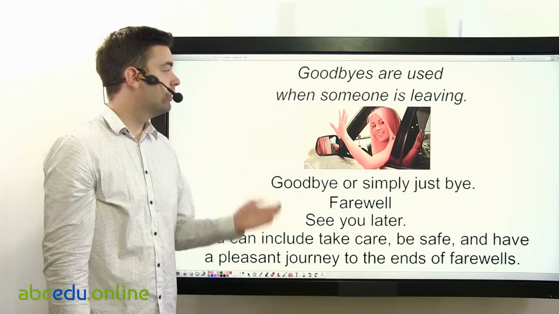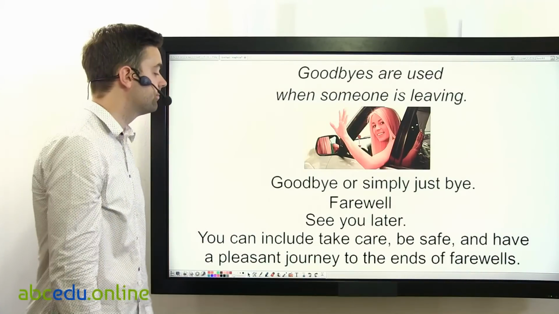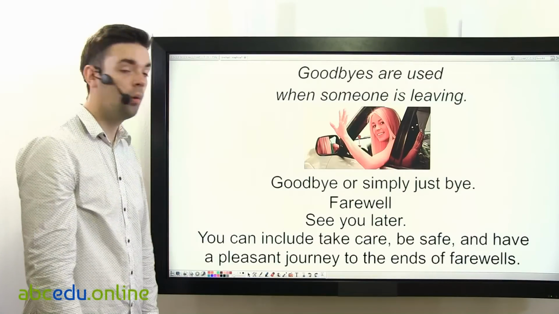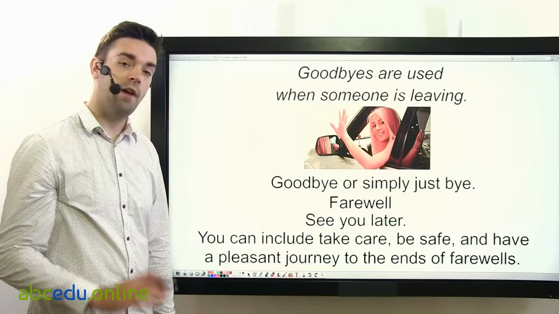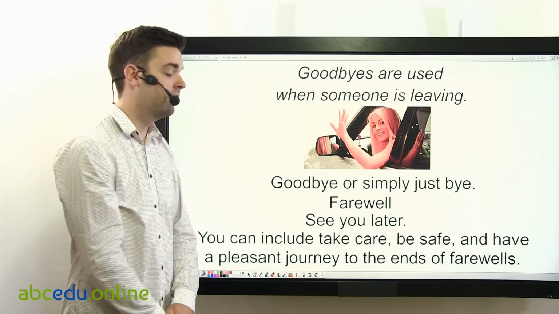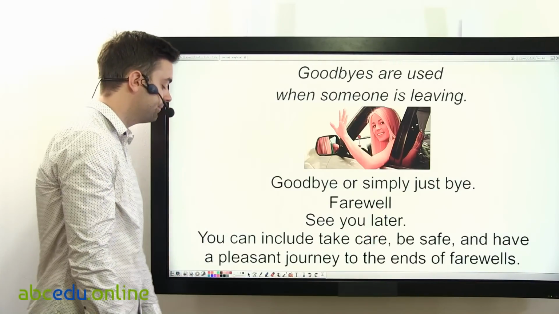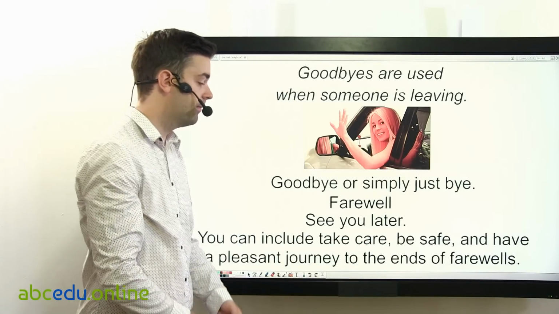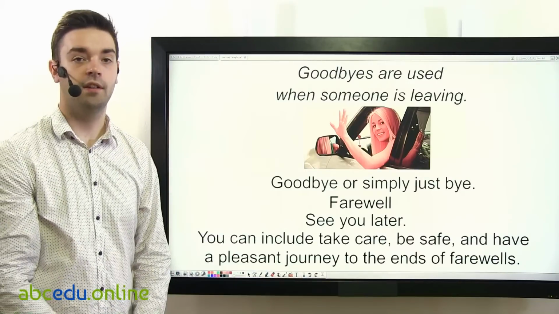Okay. Goodbye. Goodbyes are used when somebody is leaving. So you can use goodbye or just bye. Farewell. See you later. You can also include take care, be safe, and have a pleasant journey to the end of the farewells.